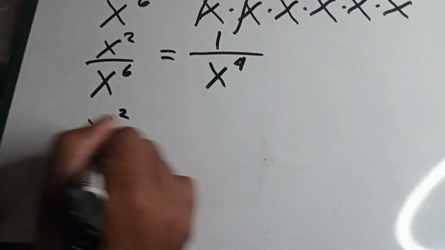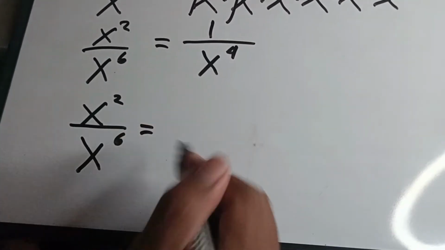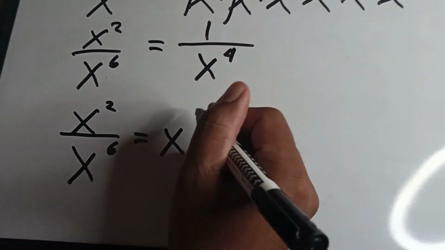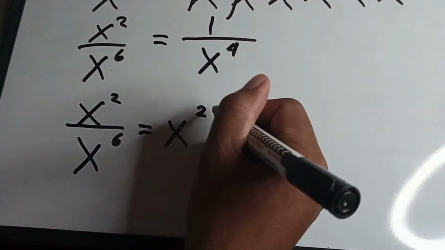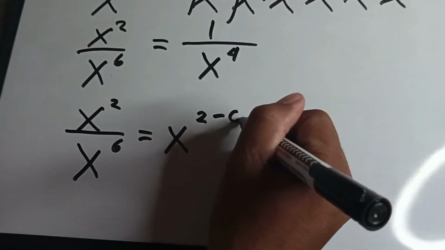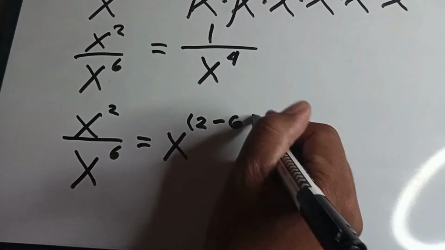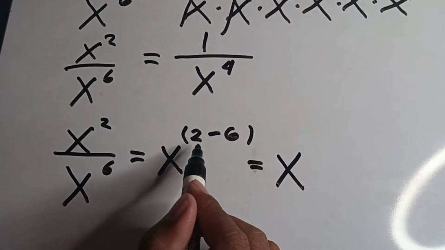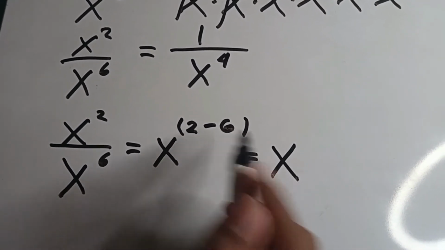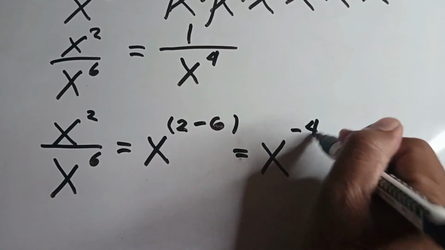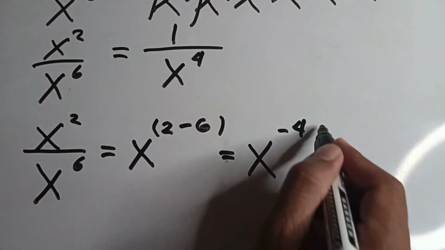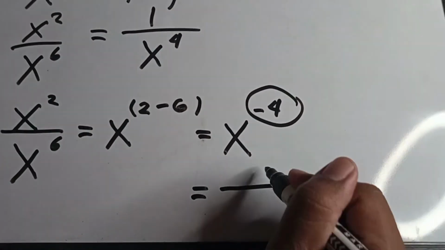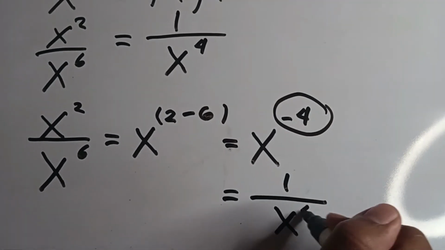x raised to 2 over x raised to 6 equals x raised to 2, exponent ng numerator, minus yung exponent ng denominator, is equal to x raised to 2 minus 6. So, ibig sabihin, mas malaki yung ano. So, we have negative 4. So, ngayon, kapag nire-write natin yung negative as exponent, kung negative yung exponent natin, ibig sabihin, nandun siya sa may denominator. So, we have 1 over x raised to 4.